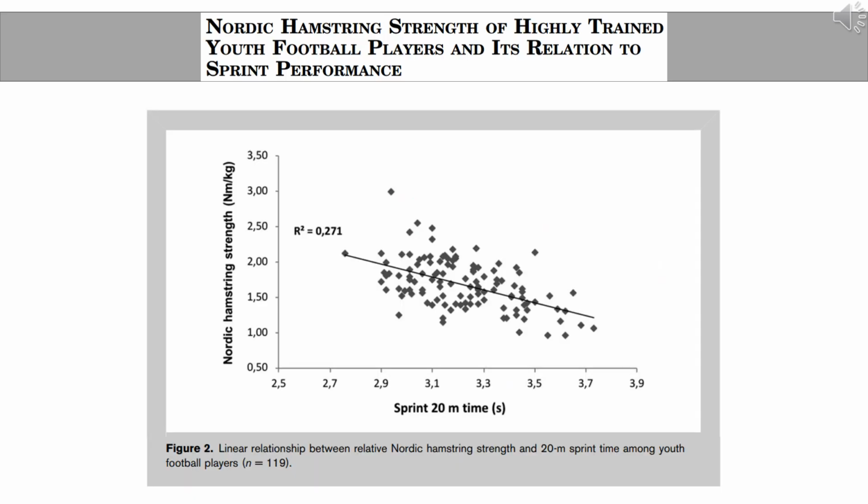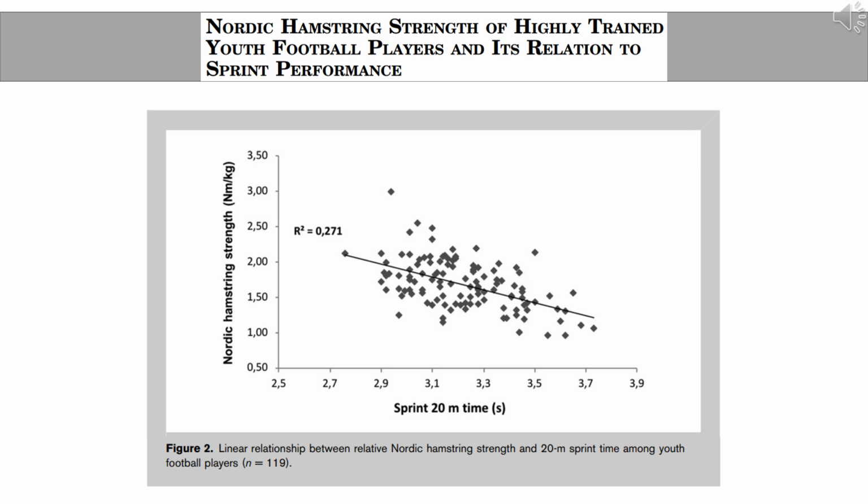So if we stay with the Nordic hamstring exercise now, this is a separate study that looked at the relationship between this exercise and 20-meter sprint time in 119 youth footballers. Now, of course, it's important that there's a biological basis for any test that we choose to implement in our testing batteries. What that means is that a test is strongly correlated with an independent measure of physical performance, or it can be used as a proxy that's sensitive to change to tell us something important.